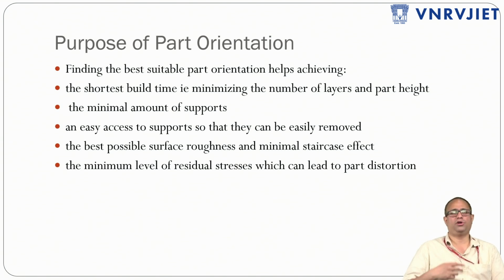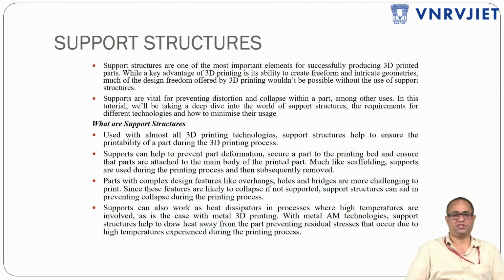Why are we going to choose a part orientation? To find the shortest build time, minimizing the number of layers, and to find the minimal amount of supports and easy access to the supports, so that the supports can be removed very easily. Also the best possible surface roughness, and to minimize the staircase effect. And for metal, we can minimize the level of residual stresses which leads to part distortion. So this is the purpose of part orientation.